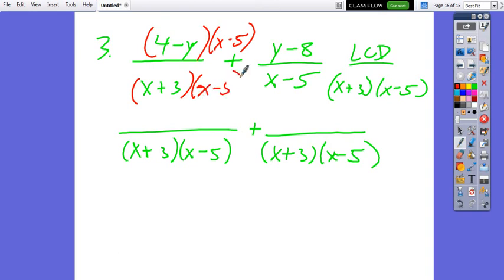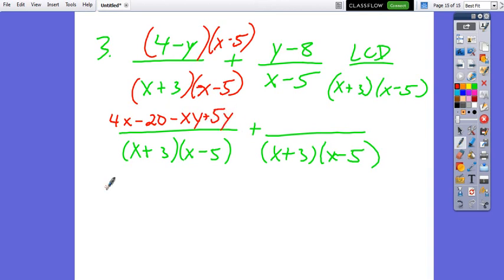Okay. Now, that means I've got to FOIL the top. So 4 times x is 4x. 4 times negative 5 is negative 20. Negative y times x is negative xy. Negative y times negative 5 is positive 5y. Okay, so you got the 4 terms there.